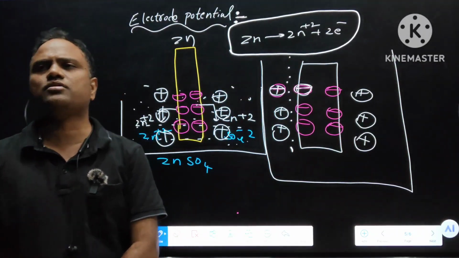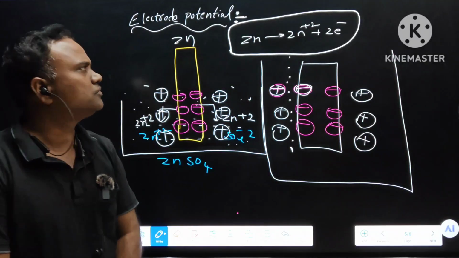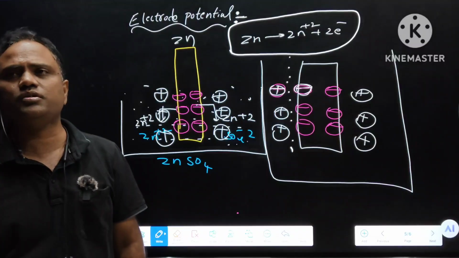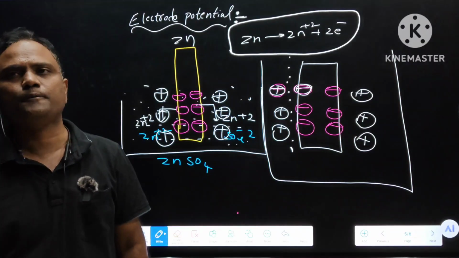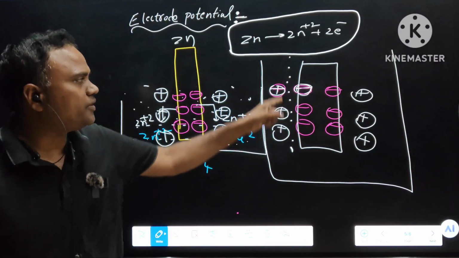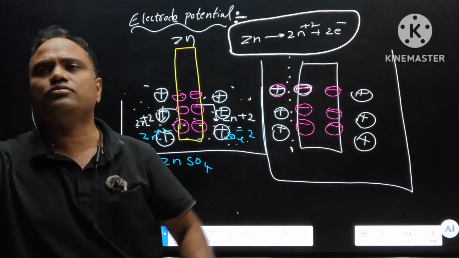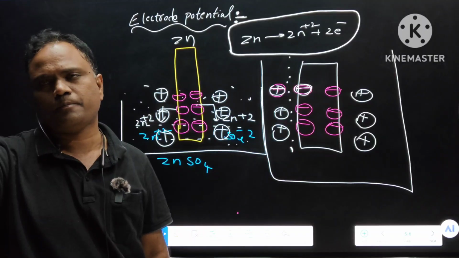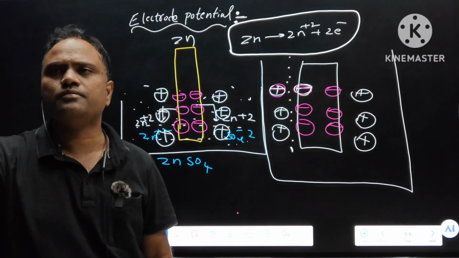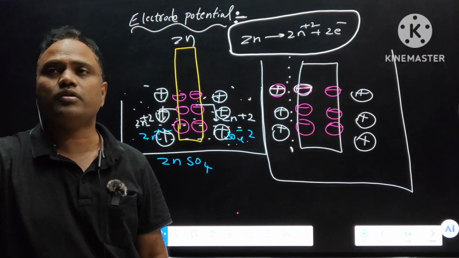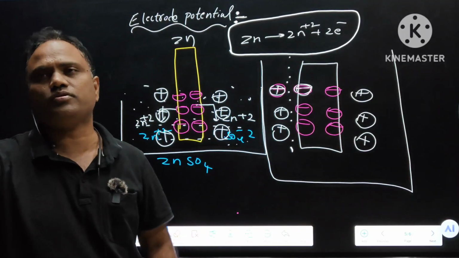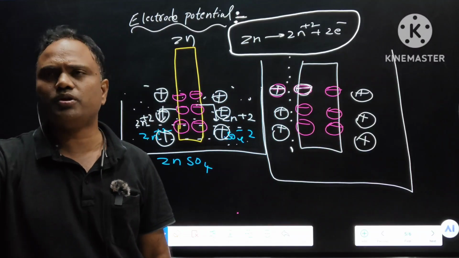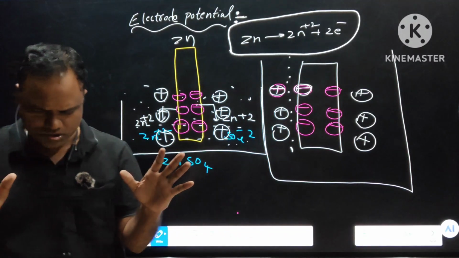Losing the electrons is called oxidation reaction. Why? Because zinc is losing electrons. This is oxidation. Potential difference developed due to oxidation is called as oxidation potential. This reaction is an oxidation reaction. Potential difference developed due to oxidation process, loss of electrons, is called as oxidation potential. Clear?